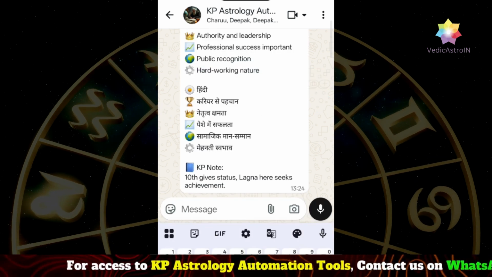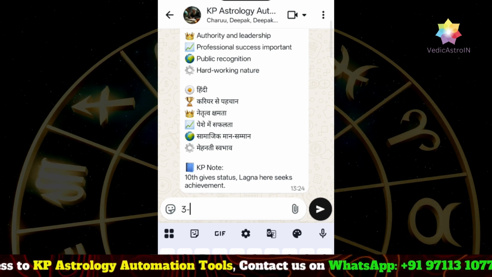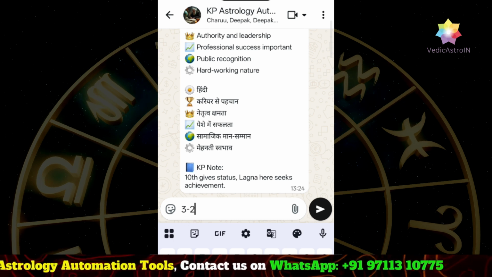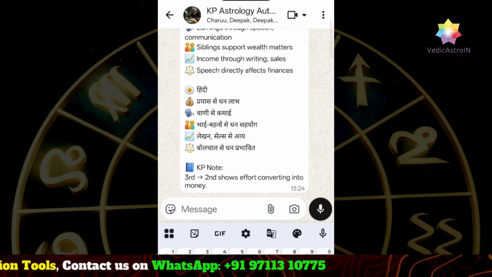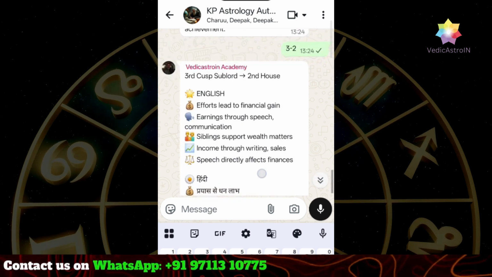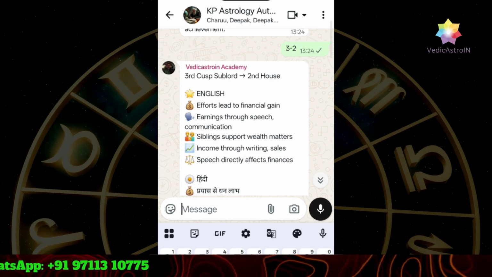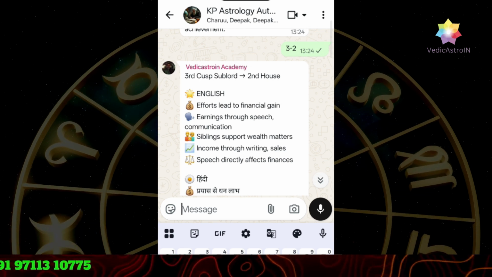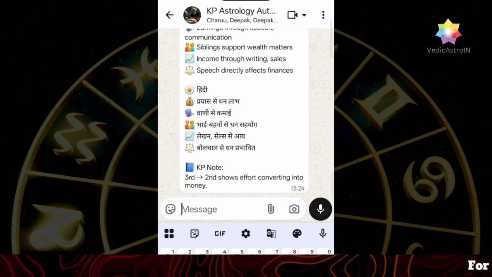And in case, let's say I want to know that the third house sublord is in the second house, what is going to happen? So the rules are very clear. You are able to see that the third house Cuspal sublord, if it is in the second house, then the person is going to get money with efforts. Okay, so this is how it is going to work.